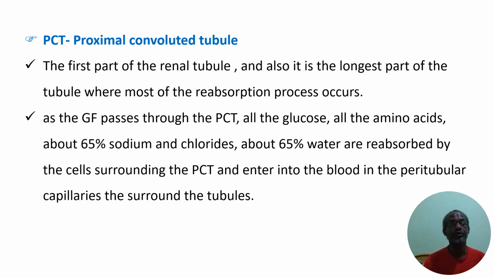By the way, the cells that surround the proximal convoluted tube have villi, just like the villi in the digestive system, to increase surface area. Therefore, these cells also have adaptations to increase surface area. For what purpose? To undergo efficient reabsorption of water, salts, glucose, and amino acids from the glomerular filtrate that passes through them, and enter into the blood in the peritubular capillaries that surround the tubules.